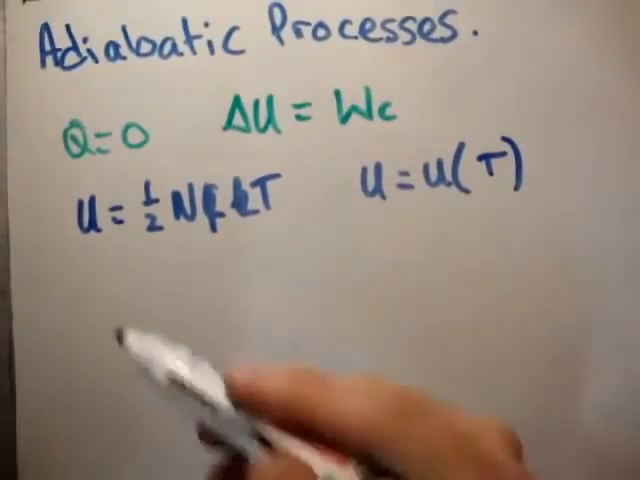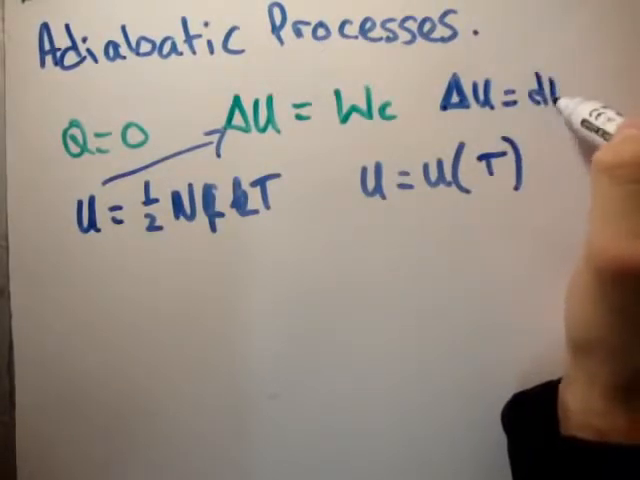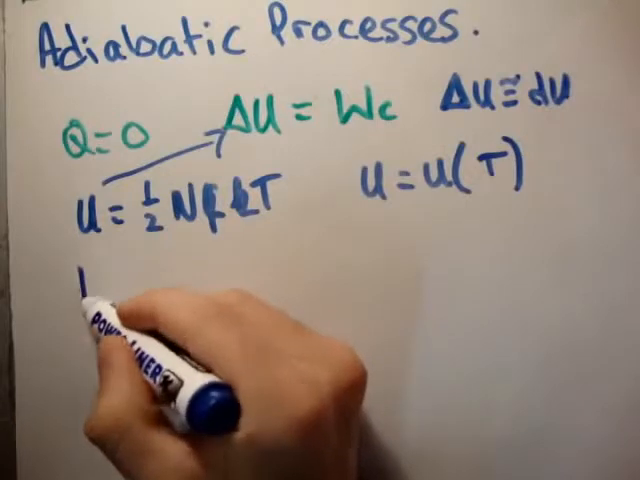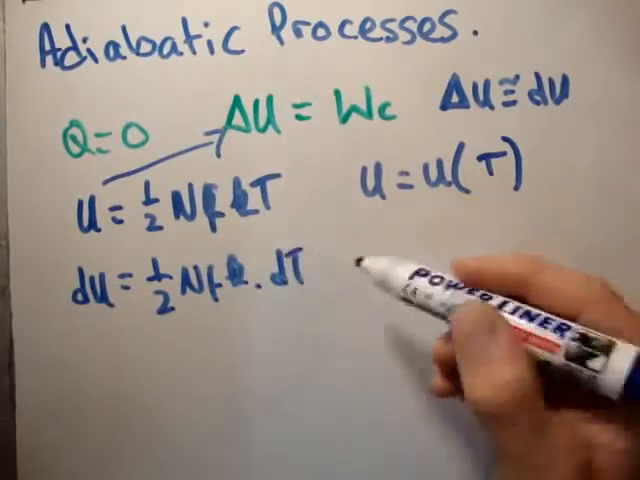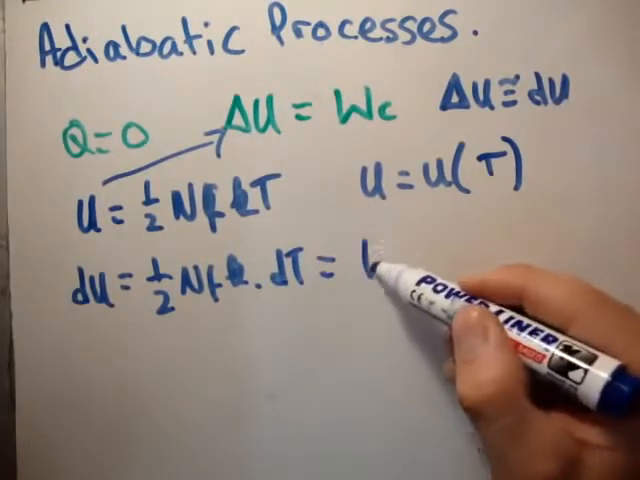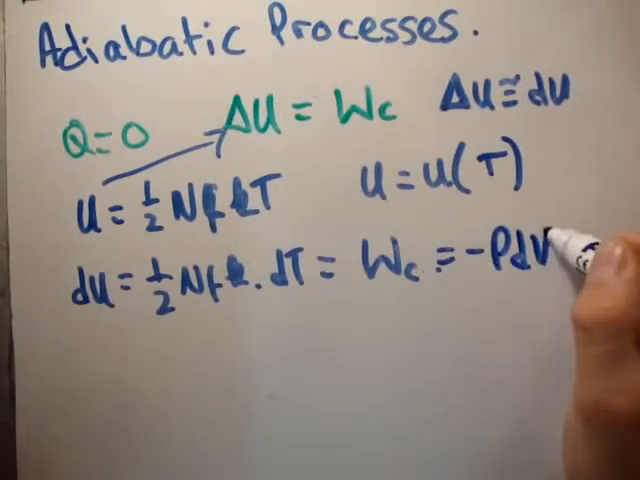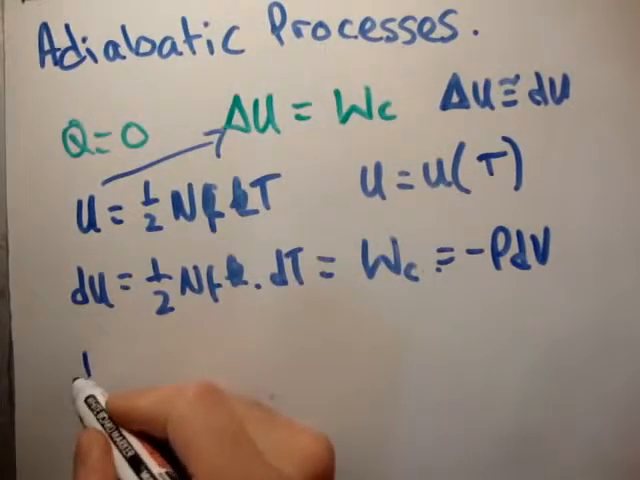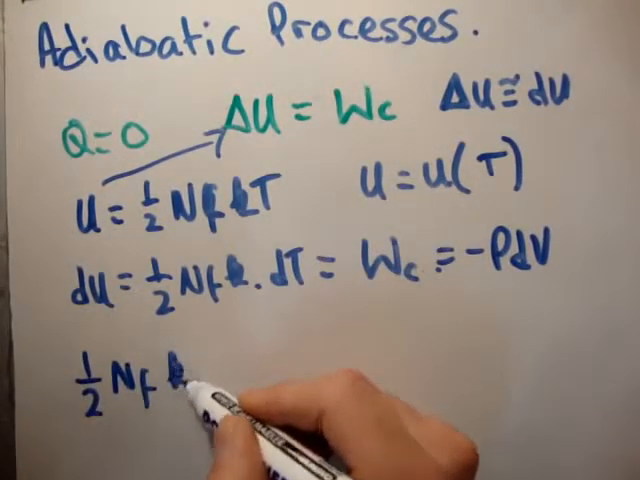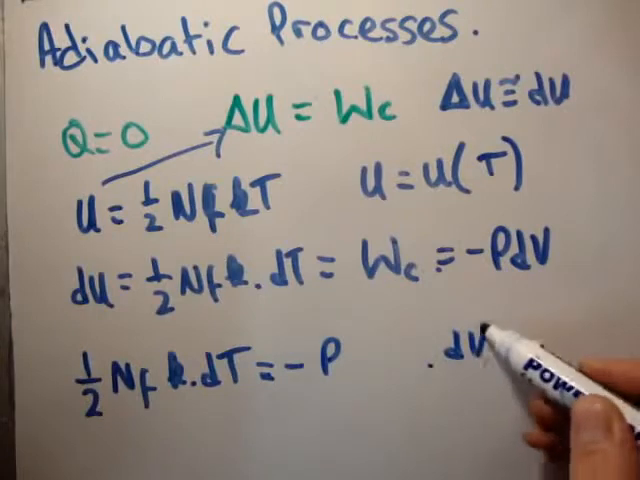The reason I need to get that is because we need a du here. But if delta U is small, then we can approximate it as du. So du is equal to 1/2 nfk times dt, and that's equal to the compression work W. So what's that equal to? Well, it's equal to minus p dv. Now we can say 1/2 nfk dt is equal to minus p, and just bear with me, I'm going to put dv out here.